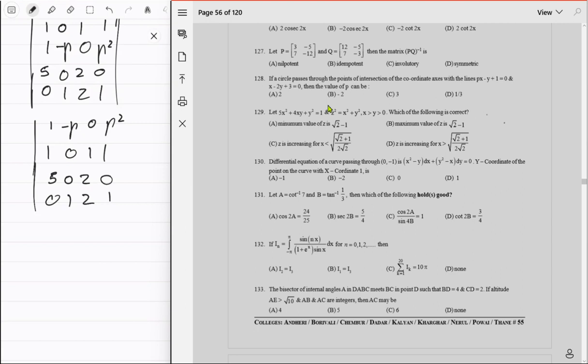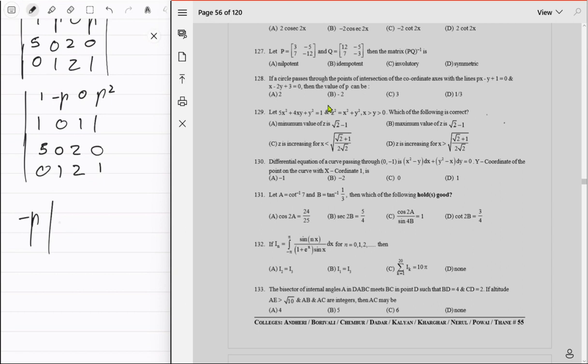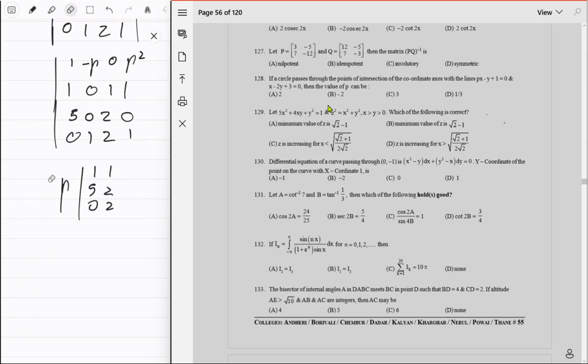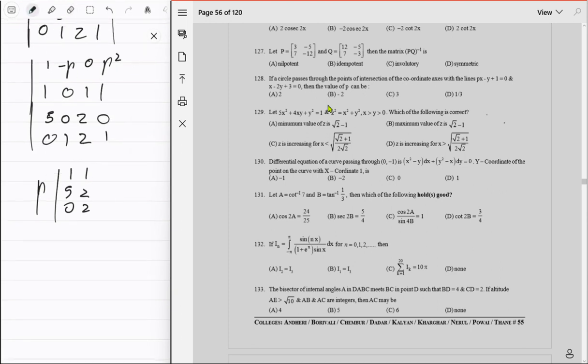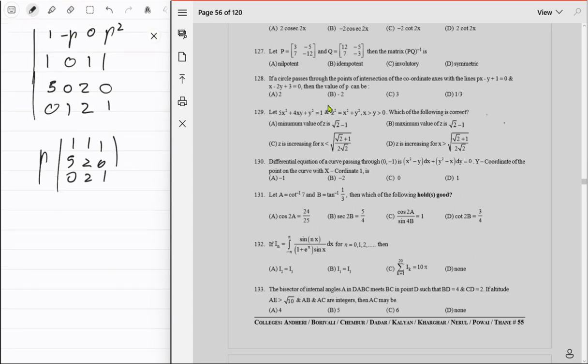Just क्या -p times a determinant, which is what? Just 1 5 0 1 2 2. Actually, negative positive हो जाएगा यहाँ पे, just positive p. Okay, positive p times a determinant. Just 1 5 0 1 2 2 1 0 1. Then negative p square times your determinant. ये नेगेटिव है, पॉजिटिव नेगेटिव पॉजिटिव, राइट? सो जस्ट 1 आएगा इसमें.